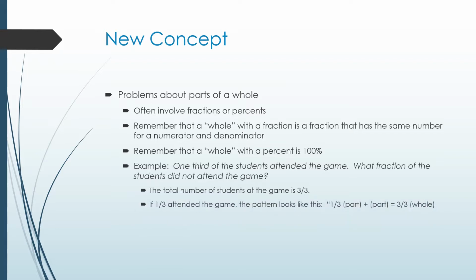So if 1/3 attended the game, the pattern would look like this. 1/3 is the part we know, plus the part we don't know, equals 3/3, which is the whole. So in order to solve a missing number in addition, we subtract. 3/3 minus 1/3 equals 2/3. 2/3 of the students did not attend the game.